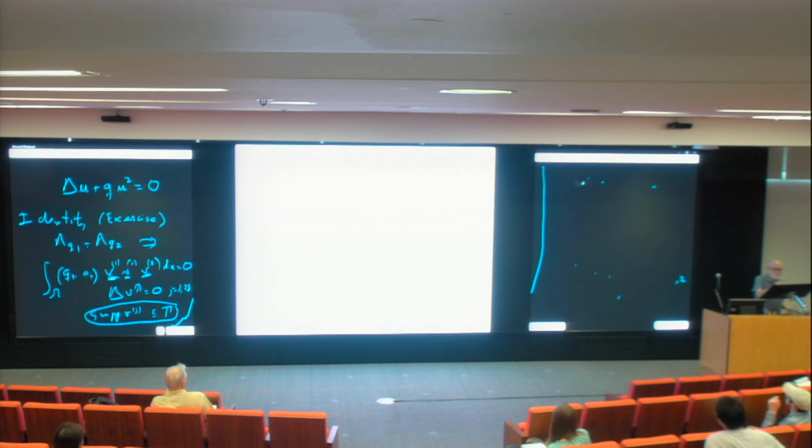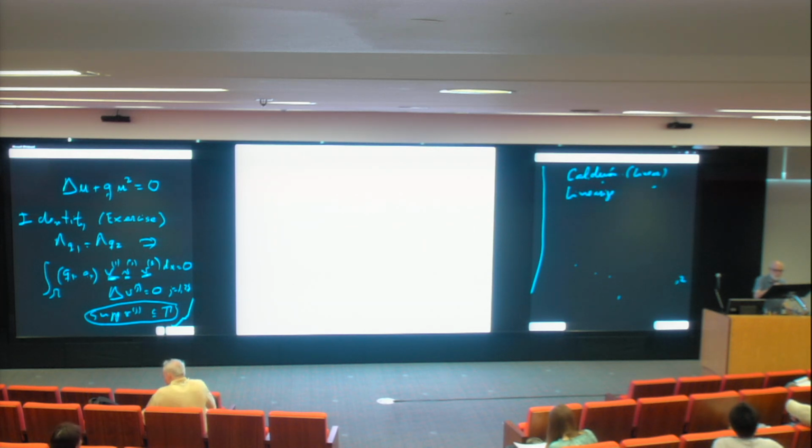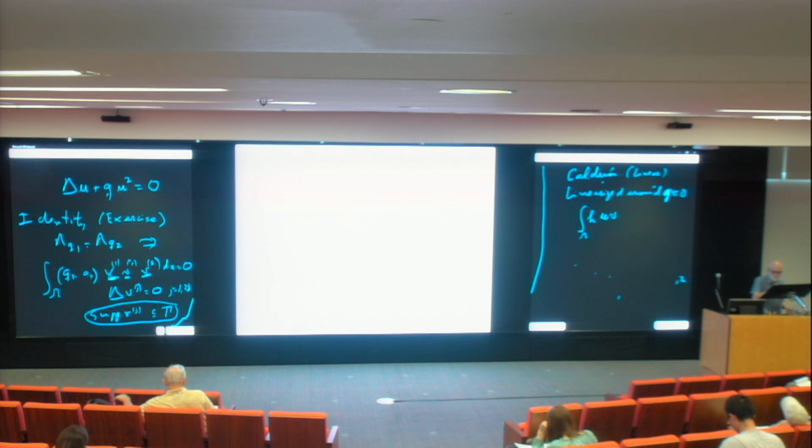Okay, so Calderon, so this is for the linear problem, right? Linearize around, I did it for the conductivity, right? Around U equal to 0. Let me do it for the potential. The potential corresponds to Q equal to 0. And then you can prove the linearization is given by the integral of Q U V equal to 0, where U and V are harmonic.